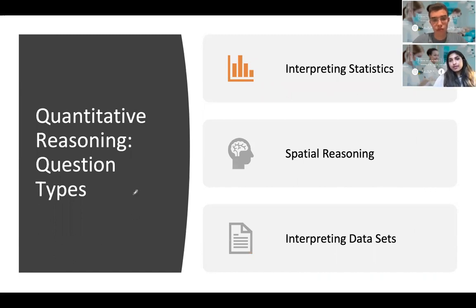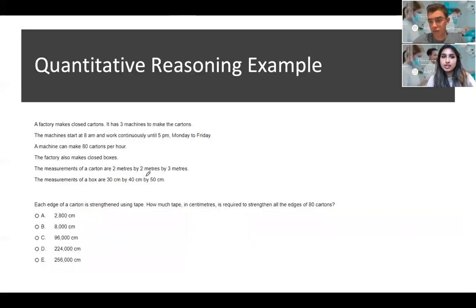So we have three types of questions: interpreting statistics, spatial reasoning, and interpreting data sets. We'll go through this example. I'll give you again a couple of minutes. Again, read the question first. That is always going to be my top tip for every single section that you do. The information can look daunting, but if you read the question first, you'll realize what you can cut out and what you can keep in.